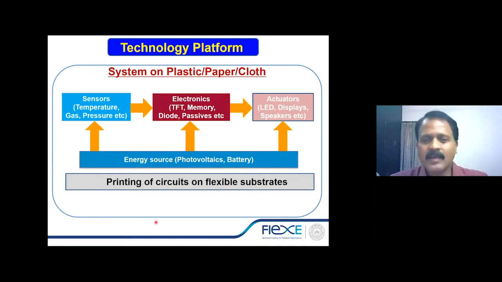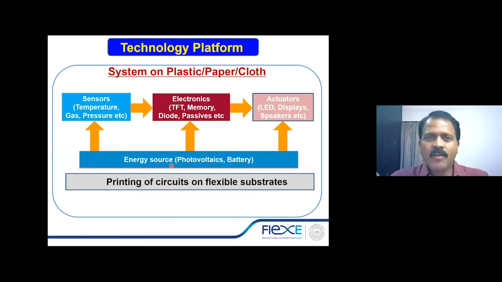So as I mentioned earlier, when we talk of flexible electronics, we are printing circuits on flexible substrates, which could be plastic, paper, or cloth. Now, what are we printing? We are printing different components like sensors and actuators, and these are driven by electronics and can have an energy source, and so on.